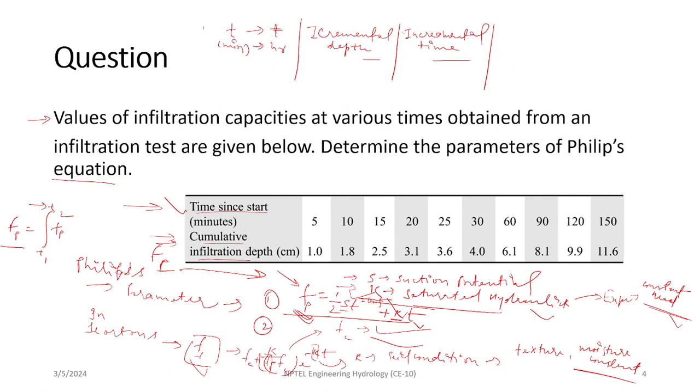Okay, but why do we need that? Because from this we get the incremental infiltration rate, right? Yes, incremental. So from this we get the infiltration rate value. So this is the fp value, right? Yes, fp. Good.